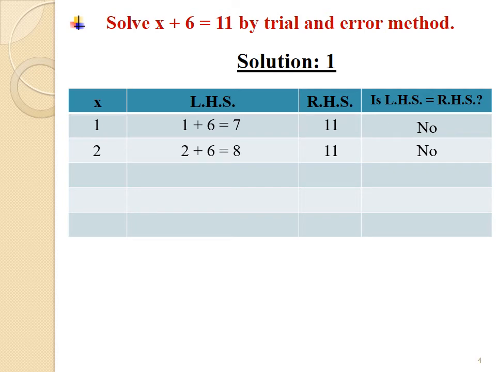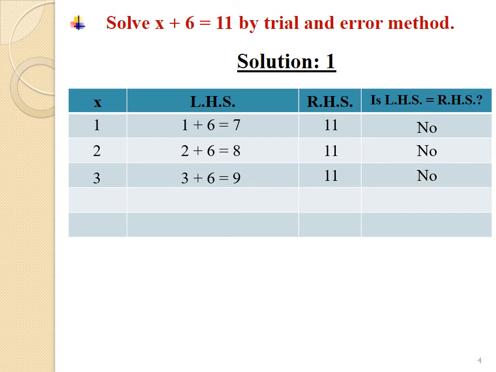Now, let us take the value of x as 3. Now, let us write 3 in place of x and add 6 to it. Thus, adding 3 to 6, we get 9. On right hand side, 11 is given. Since LHS is not equal to RHS, so we have to write no.